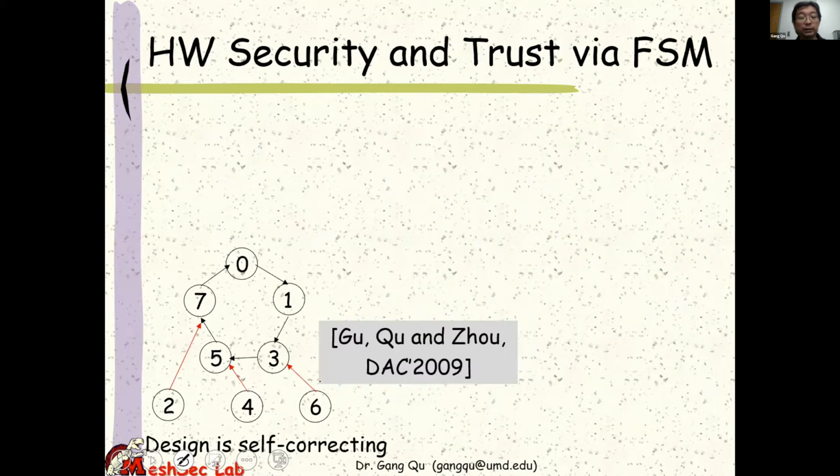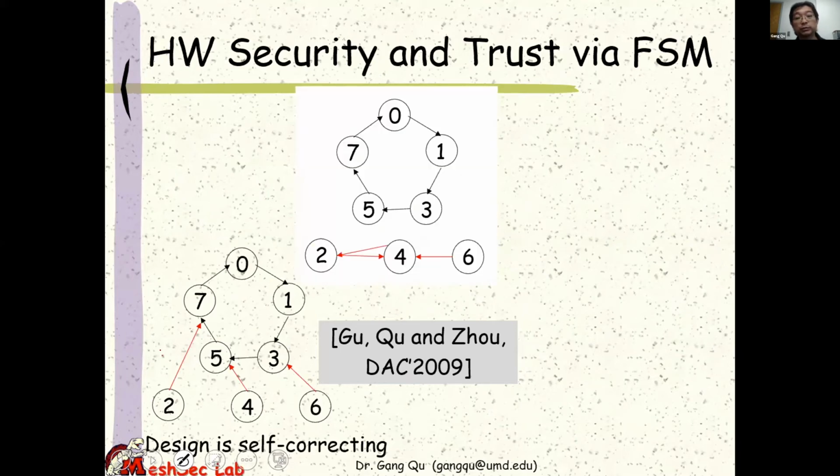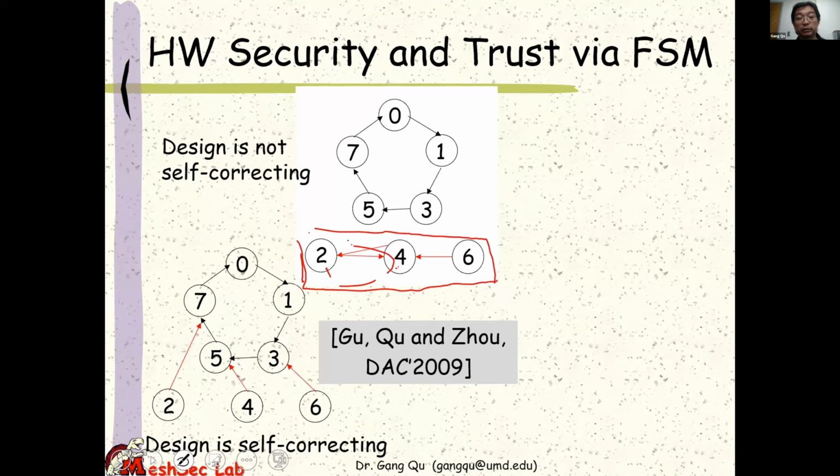So what I have here is this original state machine with 8 states. And somehow if I do the test and come up with a different design, this is what happens with the 3 unspecified states. In this case, if you come to 6, next time you go to 4, the next time you go to 2, then next clock cycle you come to 4, and you're going to remain here as a loop. So this is not self-correcting. So the design is not well-defined. These are the things that in the traditional design we're trying to avoid.